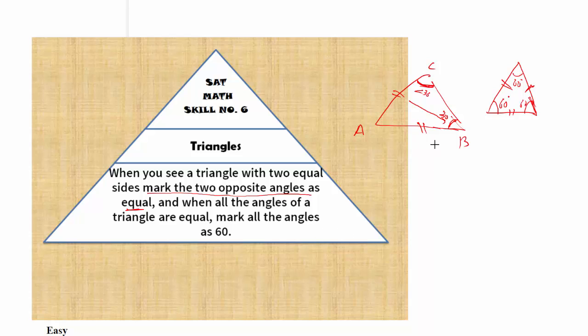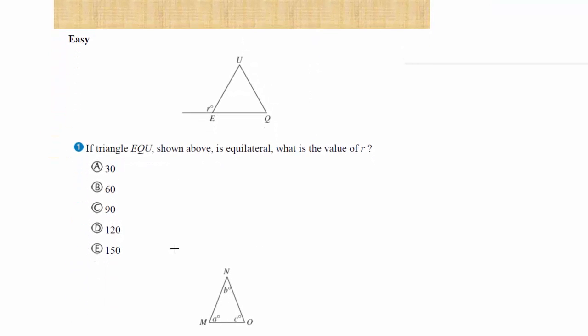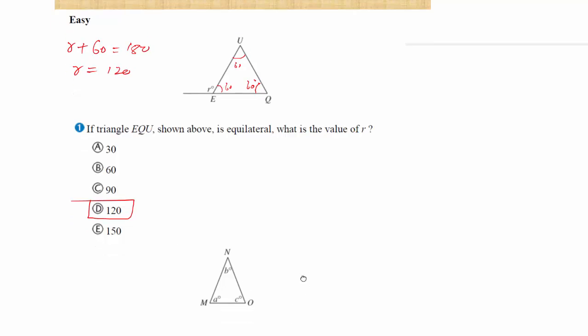Now let us see questions related to that. Let us take easy ones first. It tells you, if triangle EQU shown above is equilateral, what is the value of R? Obviously, if it is equilateral, then the angles will be 60. We don't have to take more time on this. All the angles will be 60, and R plus 60 has to be 180 because it's a line. So R has to be 120. So 120 will be the right answer. In a few seconds you'll be able to do this.